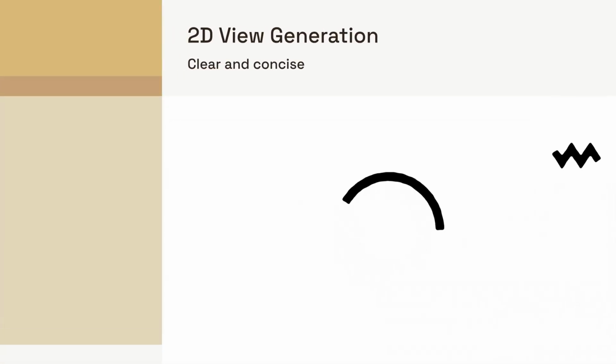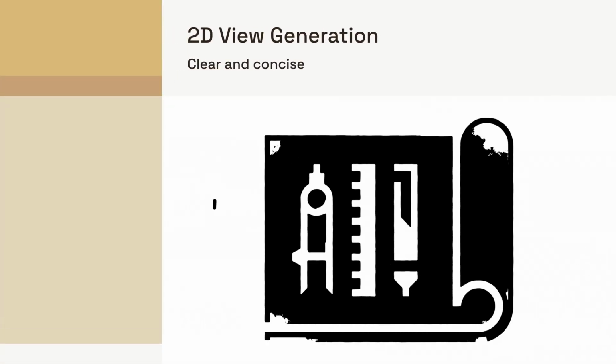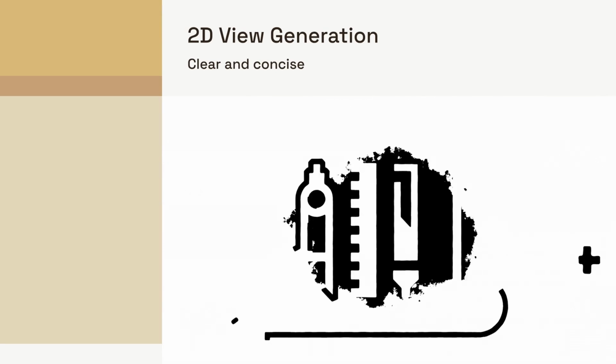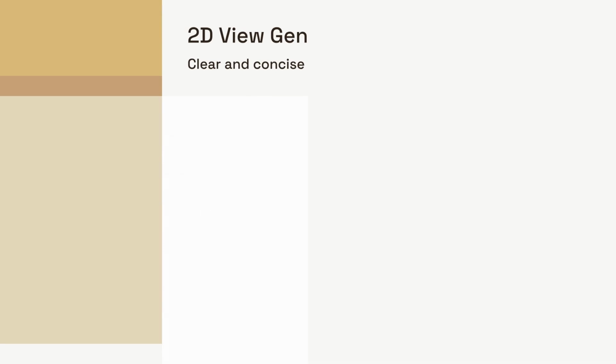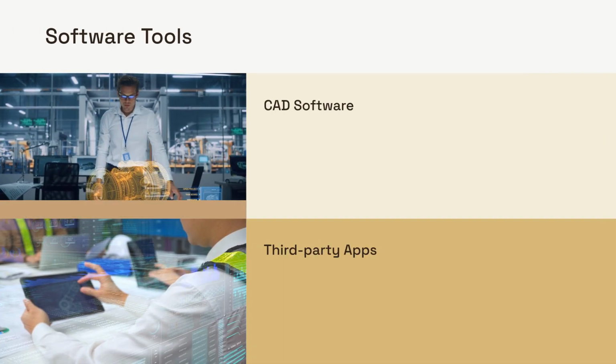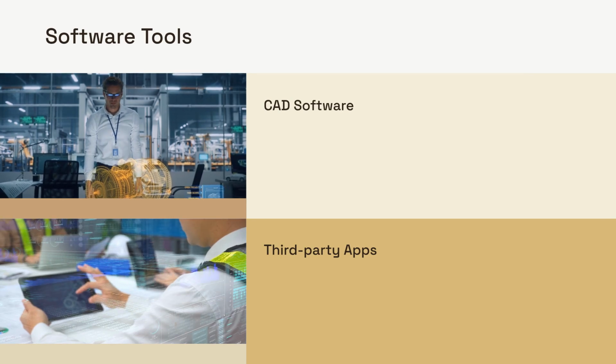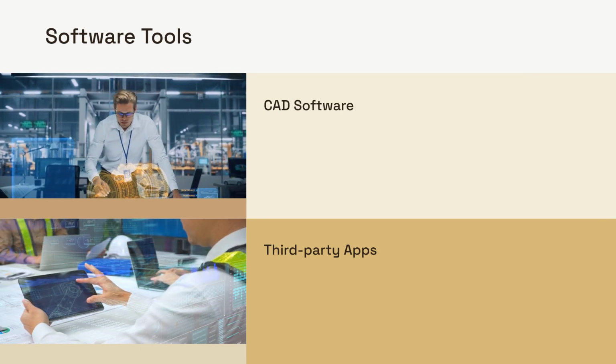Generate standard orthographic views, front, side, top, as well as necessary cross-sectional or exploded views directly from your 3D model for maximum accuracy. Utilize dedicated CAD features for drawing creation or leverage third-party conversion tools that specialize in patent figure compliance to streamline the process.